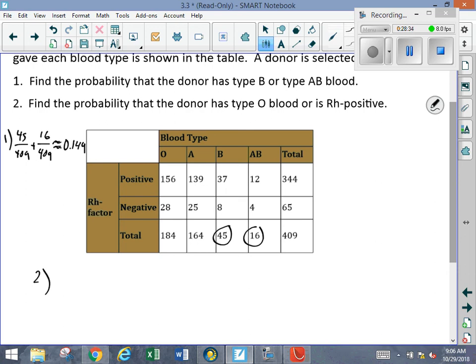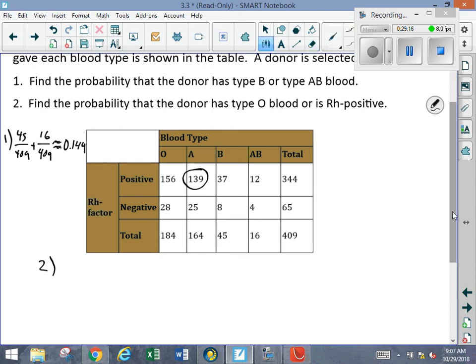The probability that the donor has type O blood or is Rh positive. Okay, so we've got to parse this out a little bit. You've got to think to yourself: is it possible that the donor that you select both has type O blood and is Rh positive? Are there some people that have type O blood and are Rh positive? For sure, it's all those people, right?